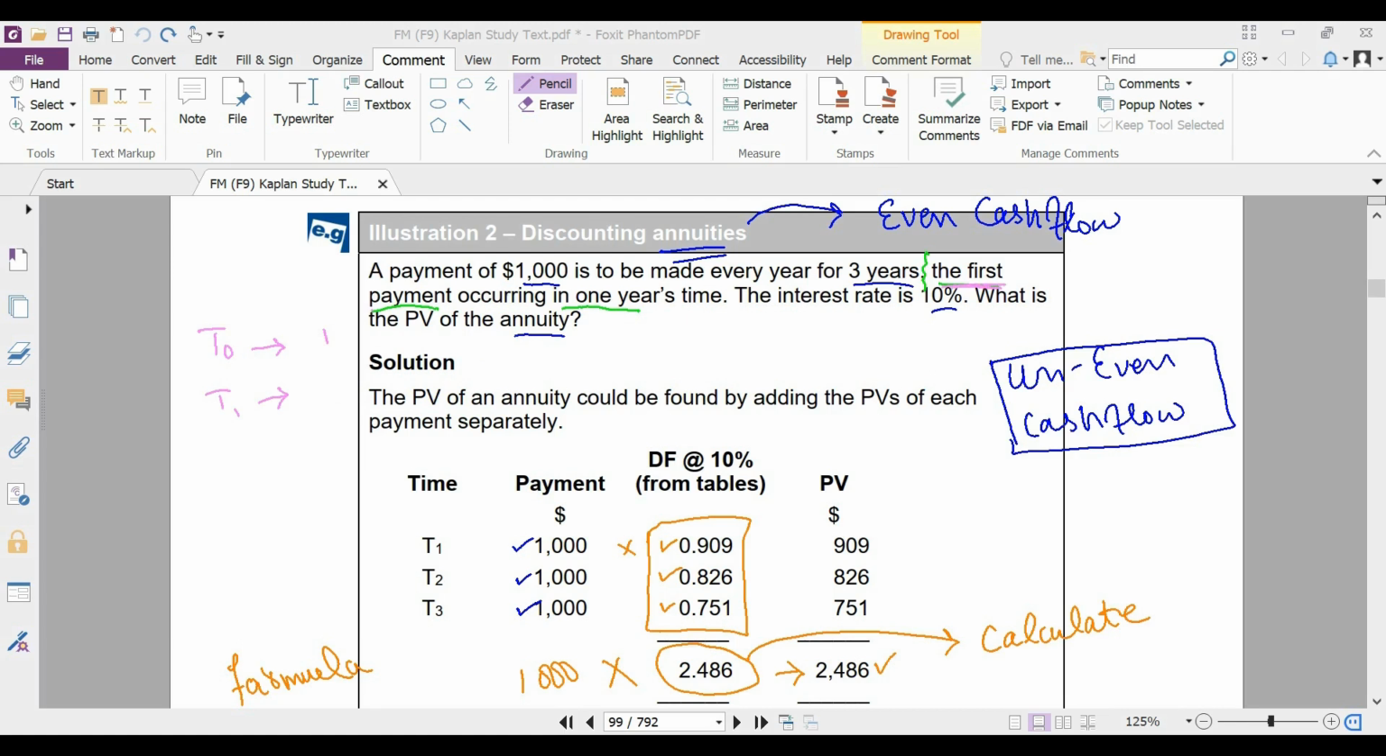You have to see when your first payment is occurring, either in year 1 or in year 0. If your examiner is telling you clearly in your exam that the first payment is occurring in year 1, then we will discount it like we are discounting it in this example. But if the examiner is telling you nothing, then we will always assume that our first payment is occurring in year 0. So it's an important point that you must remember.